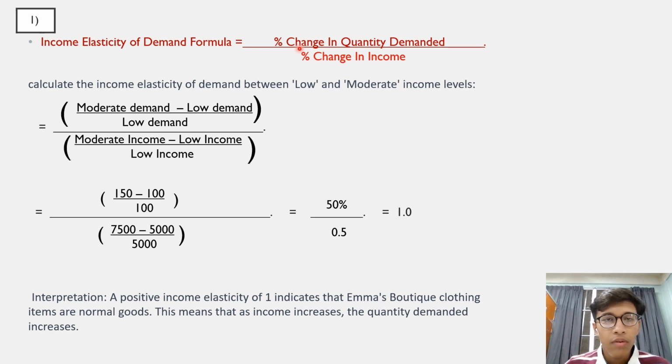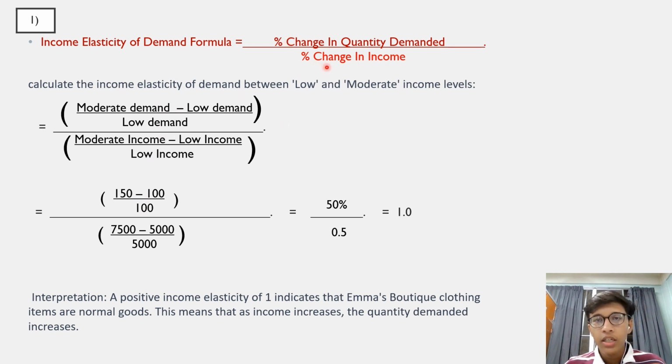So first, we find the percentage change in quantity demanded. We must find the moderate demand and low demand from the table. From the table, moderate demand is 150 and low demand is 100. Then moderate demand must be minus the low demand, and then divided by the low demand, to find the percentage change in quantity.